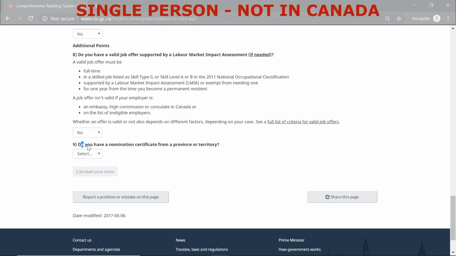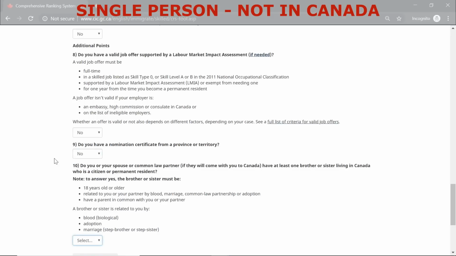Same with this. Do you have a nomination certificate from a province or territory? If you have it, you will know. If you are unsure, you don't have it. So we're just going to say no.